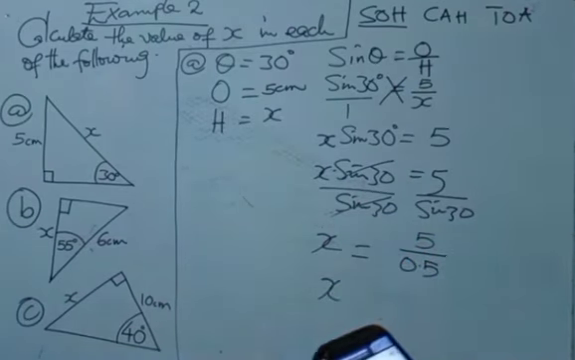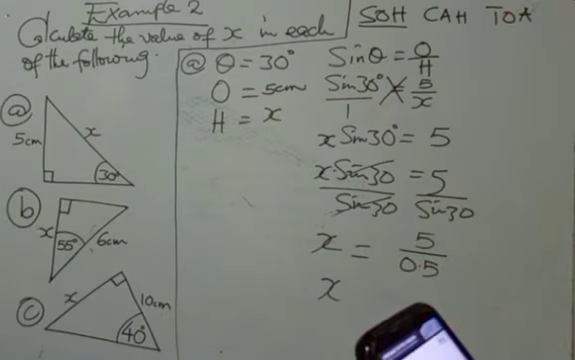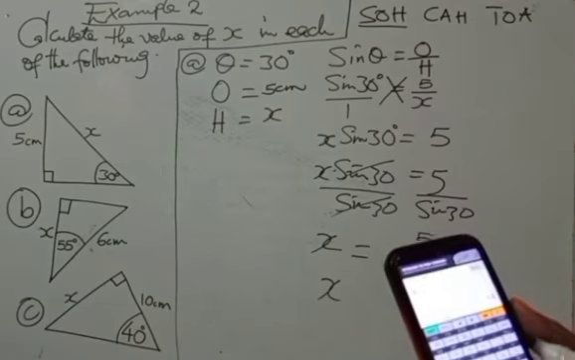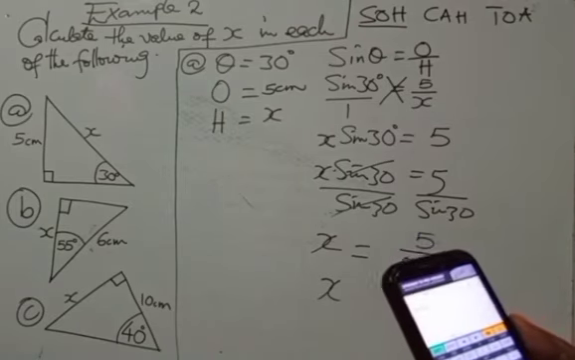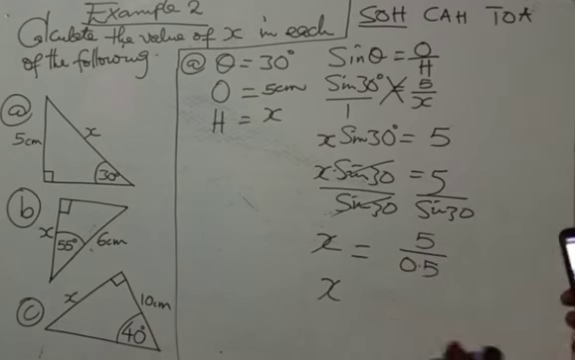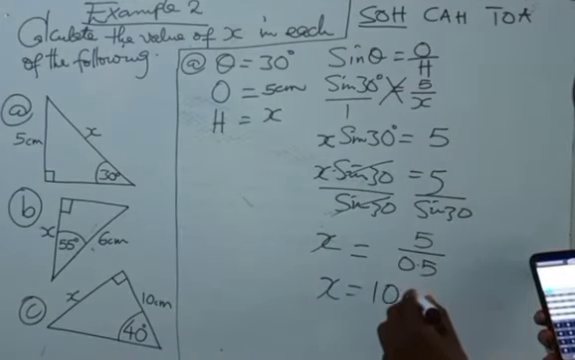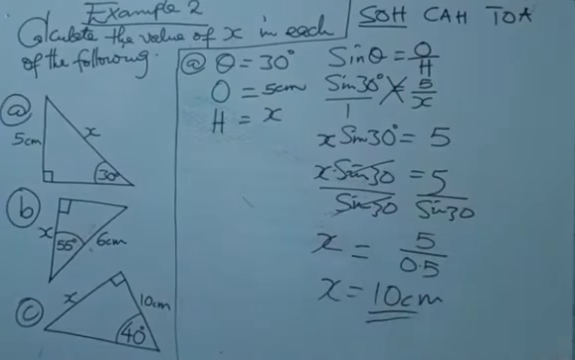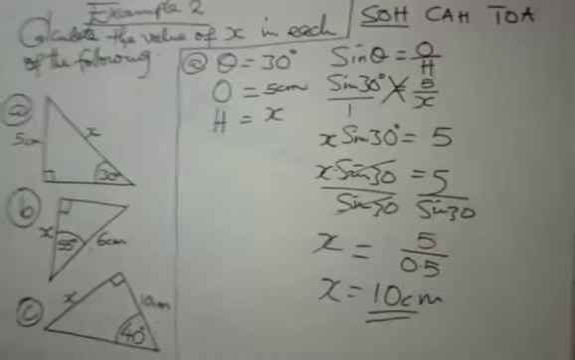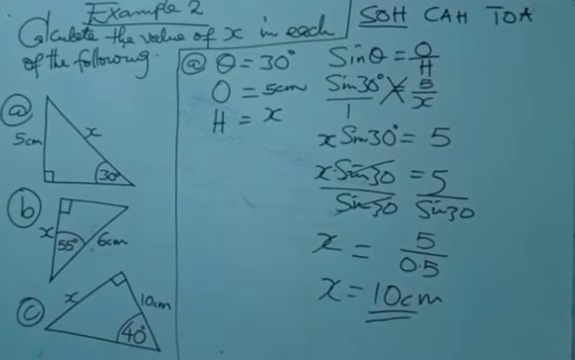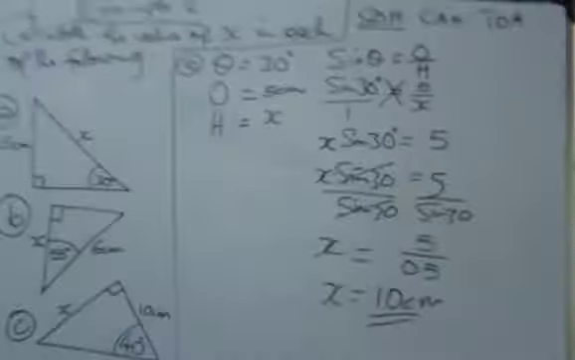So this is the same as saying 5 divided by 0.5. Now, what is 5 divided by 0.5? The answer we get is 10, so it will be 10 centimeters. So this tells us that the value of x there is 10 centimeters. So that is the value of x. Now we go to the next question.